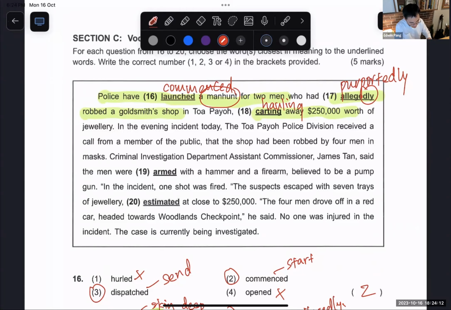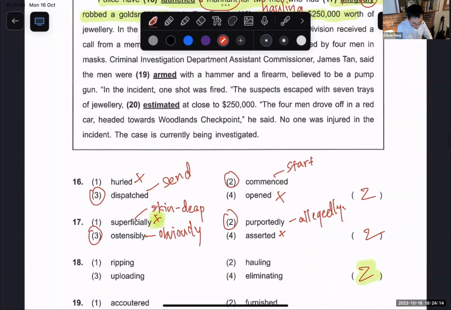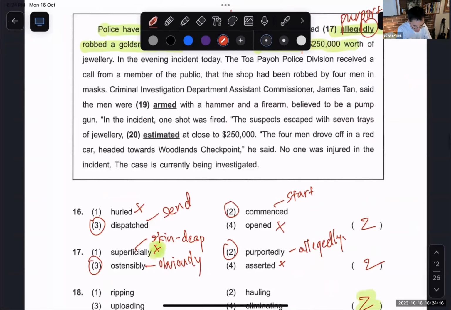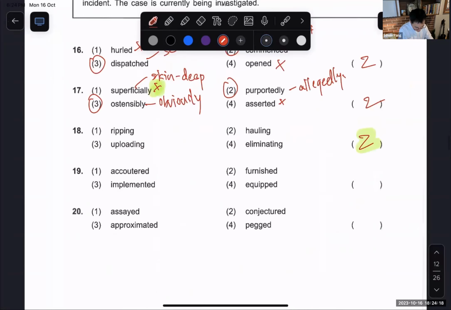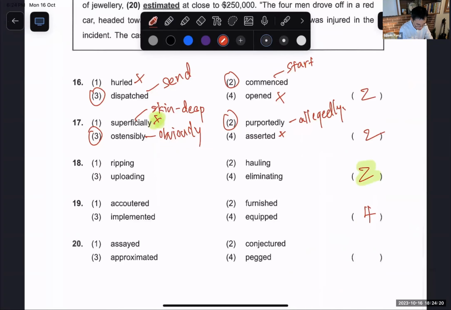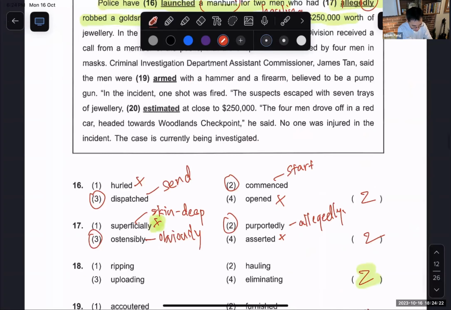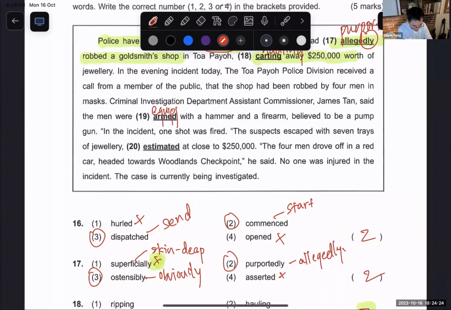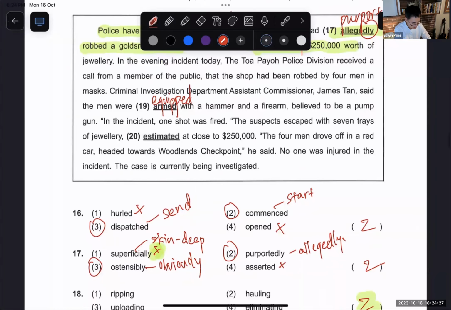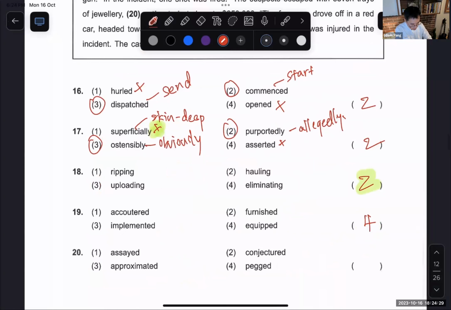Okay, next, number 19, armed. Come on, quick, someone just give me the answer. Yes, thank you. 4. Equipped with a hammer, right? You are equipped with a hammer and a firearm. Equipped, because these are all equipment.